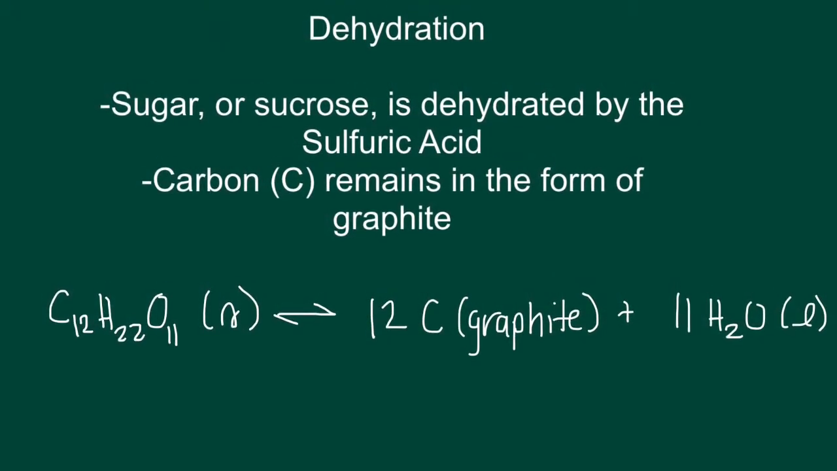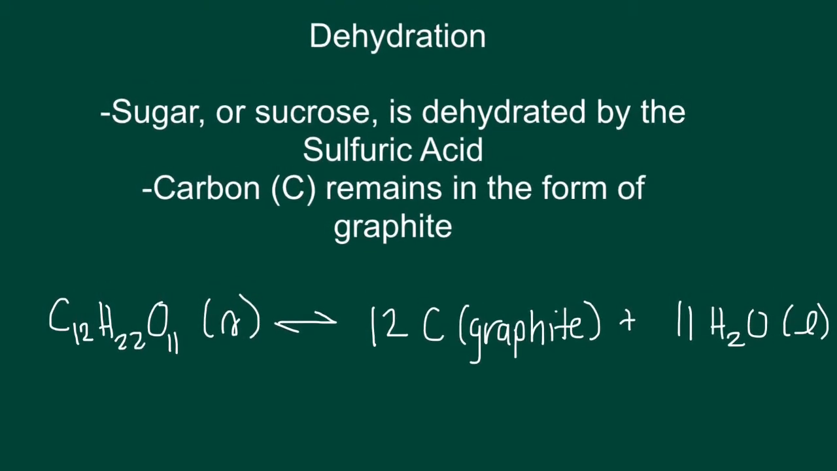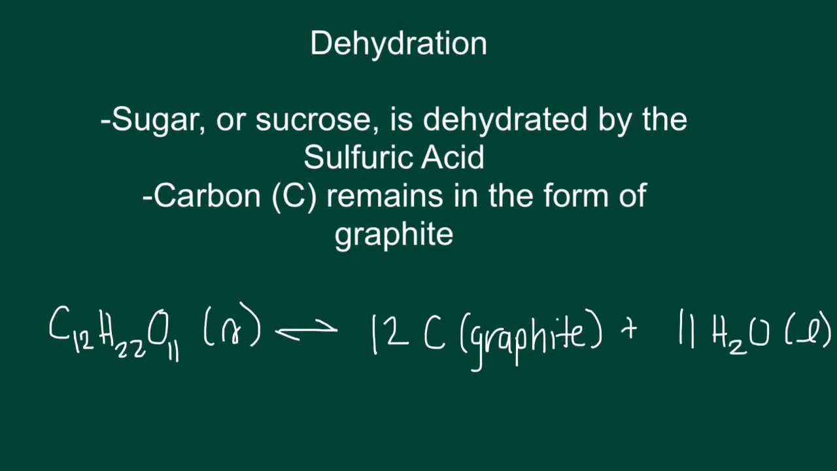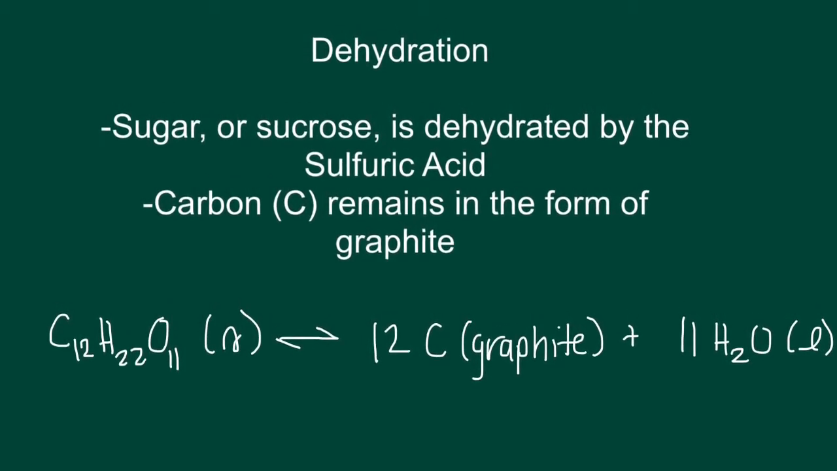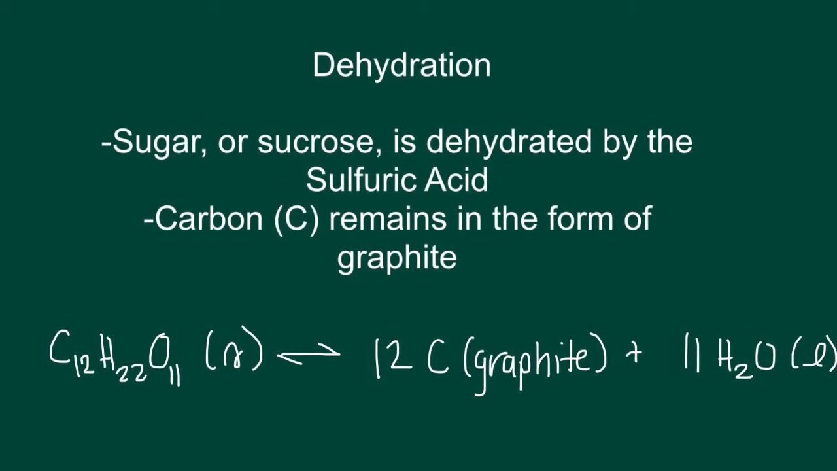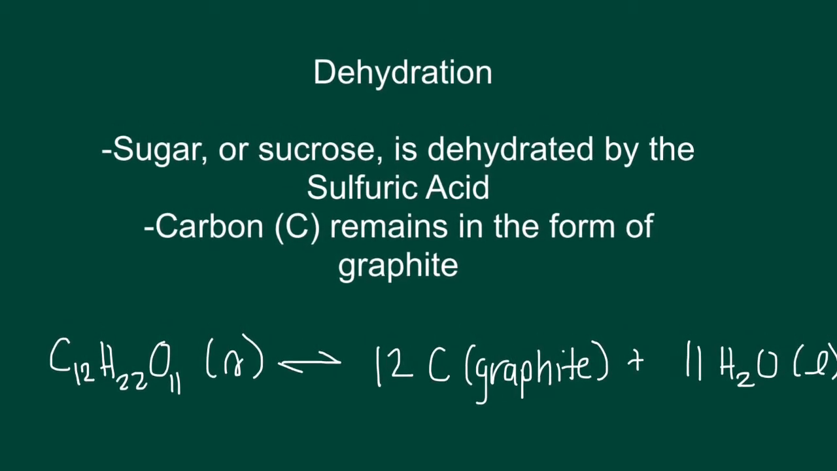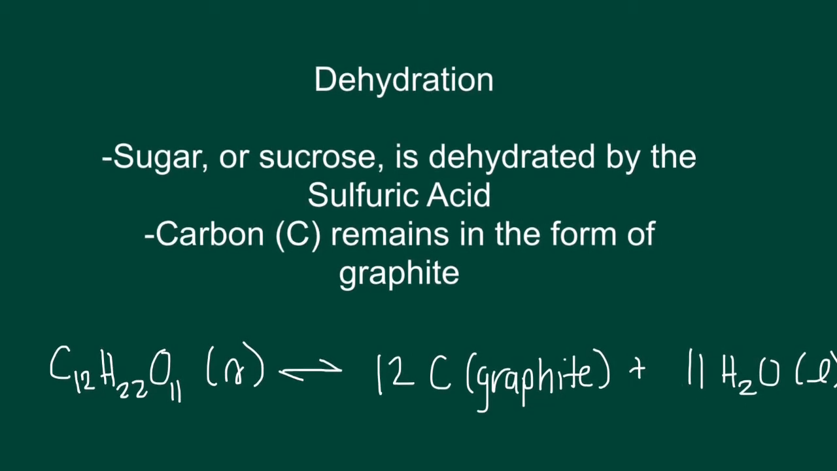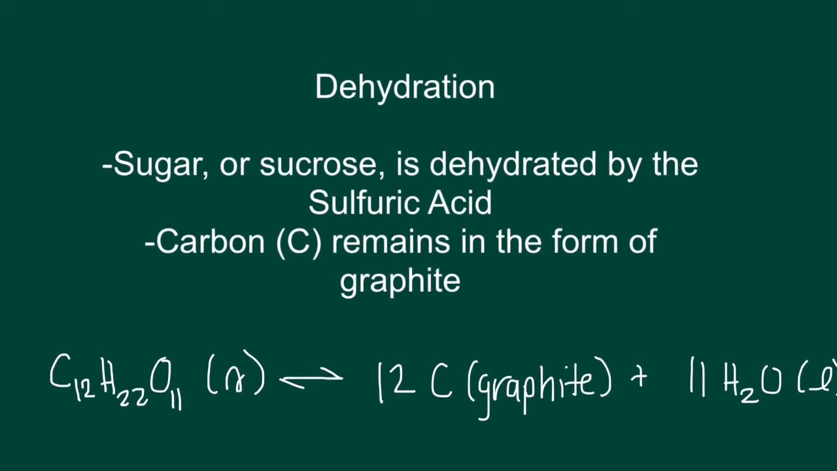Dehydration occurs in this reaction when the sugar is dehydrated by the sulfuric acid, producing carbon and water. The reason the reaction creates a black snake is because graphite, which is the black solid-like substance, is produced by the dehydration of sugar.